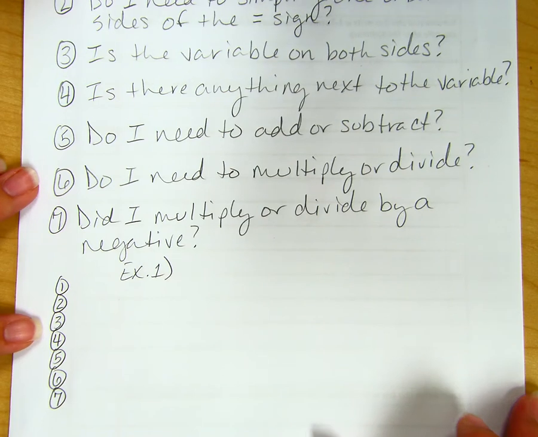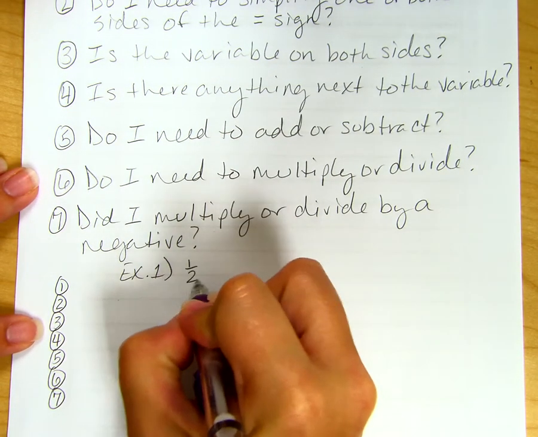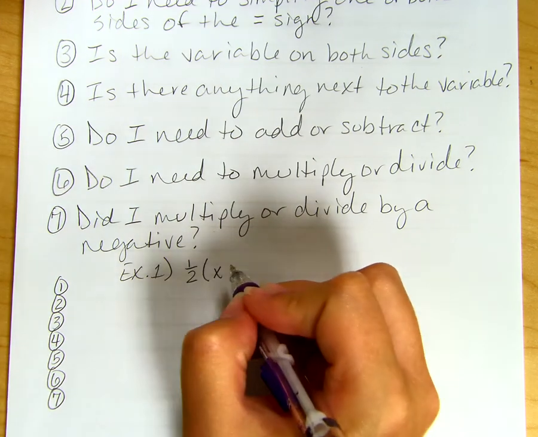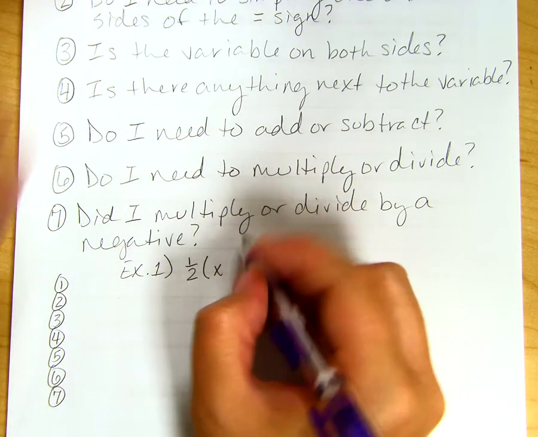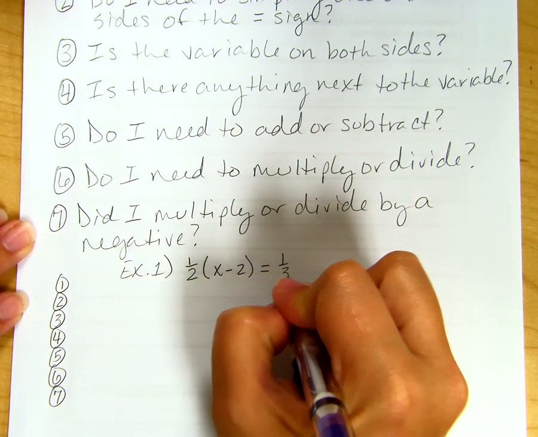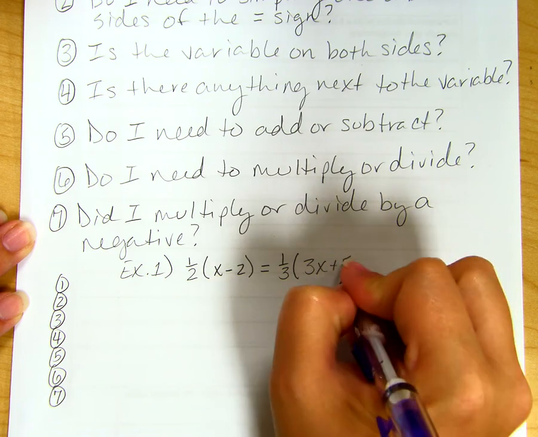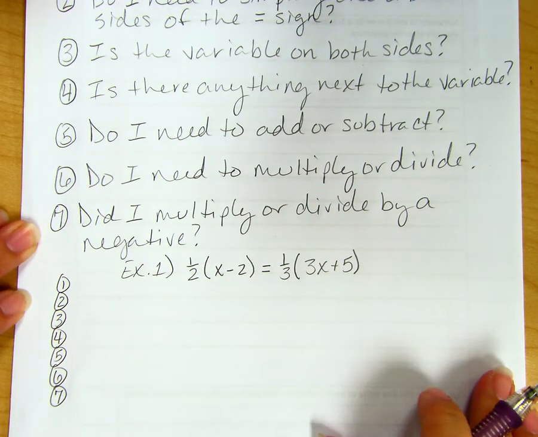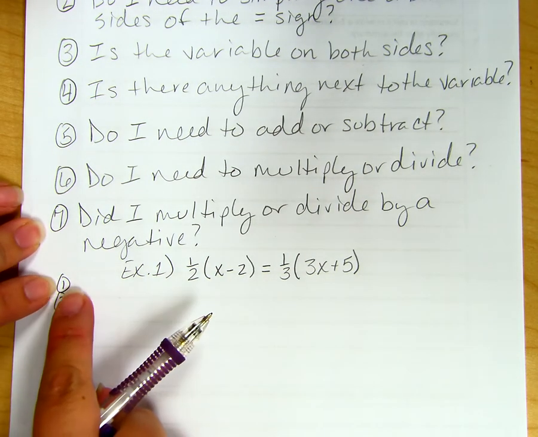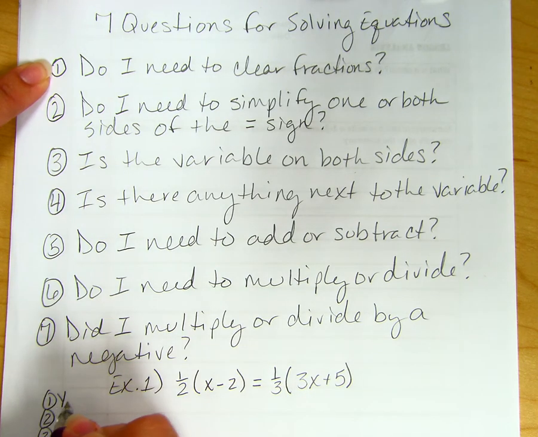Okay? So for the example I'm giving you, the problem states 1/2 times the quantity x minus 2 equals 1/3 times the quantity 3x plus 5. And I am solving for x. So I'm going to start with question number 1. If you remember, question number 1's up here. Do I need to clear fractions? And I notice that I have a fraction on both sides, so the answer is yes.